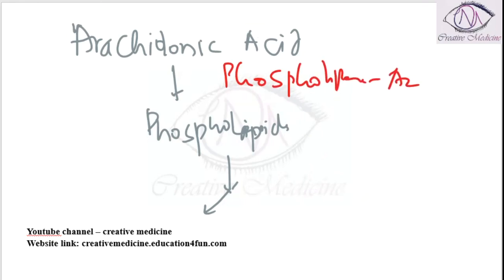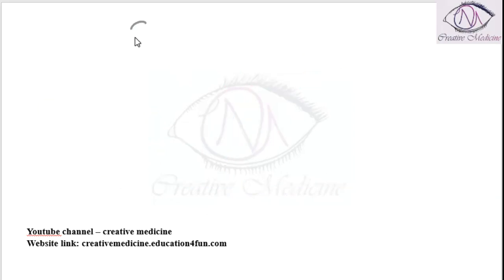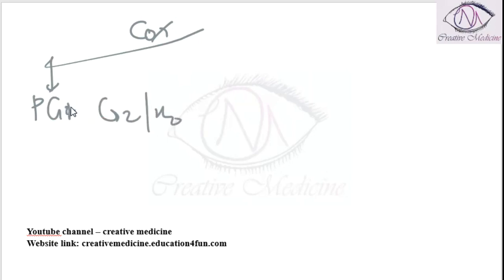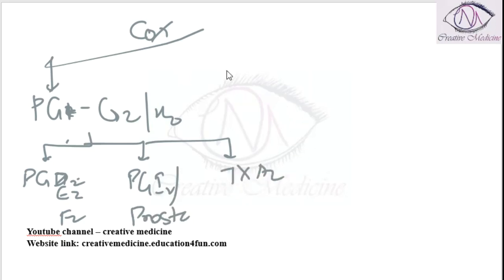Now, this phospholipids has two pathways. They have two enzymes. They can go through the cyclooxygenase pathway or the lipooxygenase pathway. When they go through the cyclooxygenase pathway, they produce prostaglandins G2 or H2. These prostaglandin G2 and H2 will produce the next congeners of prostaglandin: prostaglandin D2, E2, F2 are formed, prostaglandin I2 or prostacyclin is formed, and thromboxane A2 is formed.